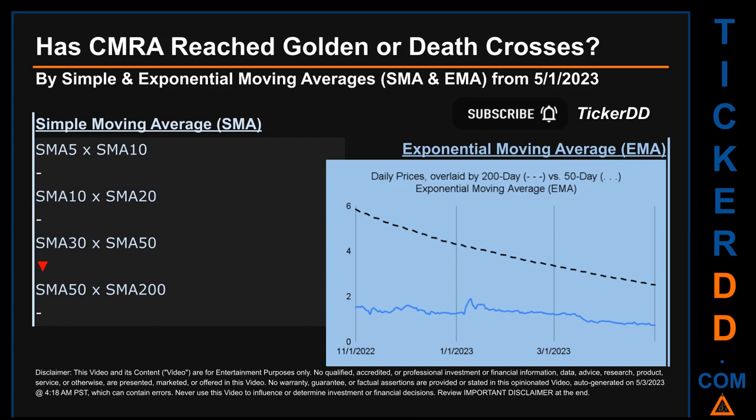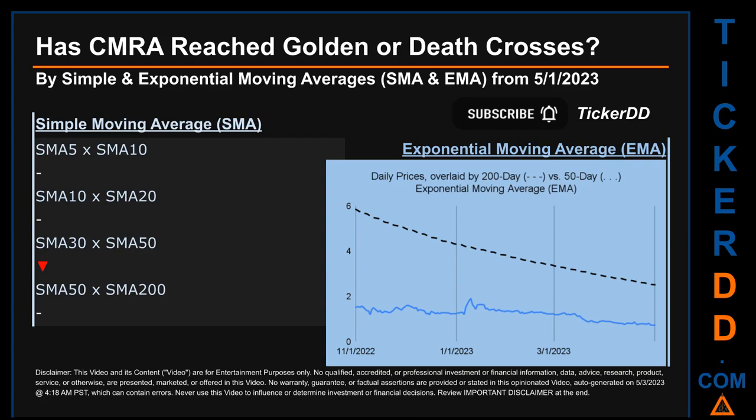Has CMRA price reached golden or death crosses? Golden cross and death cross are basic signals that compare average prices across two specified trade day ranges, a short-term versus a long-term range. For example, 5-day versus 10 trade days.